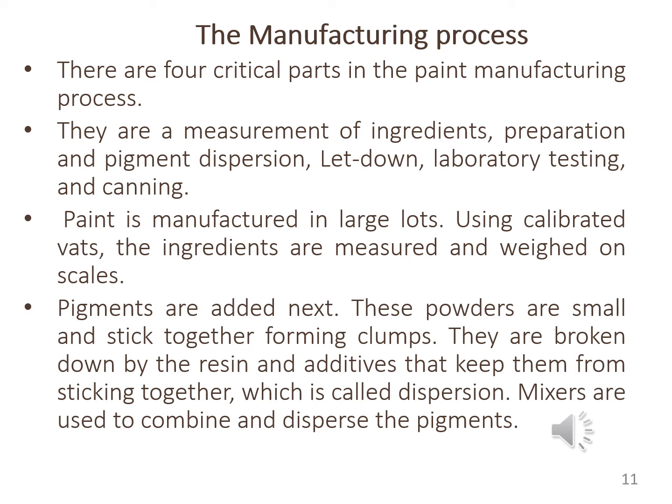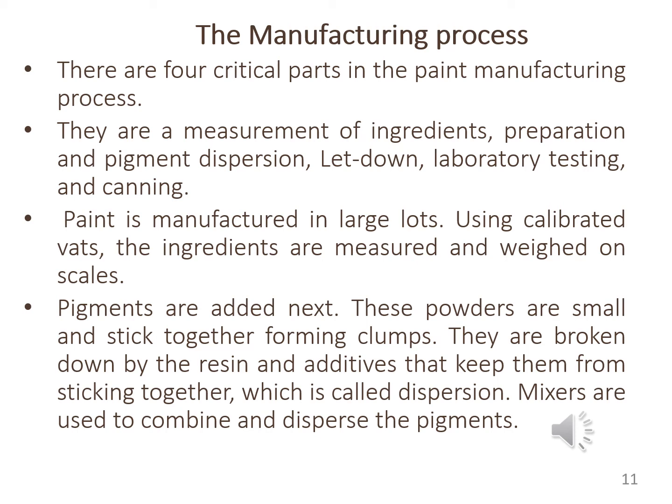Manufacturing procedure. What is the manufacturing procedure which is used for the making of paint? There are 4 critical parts in paint manufacturing. They are measurement of ingredients, preparation and pigment dispersion, letdown, laboratory testing and canning.